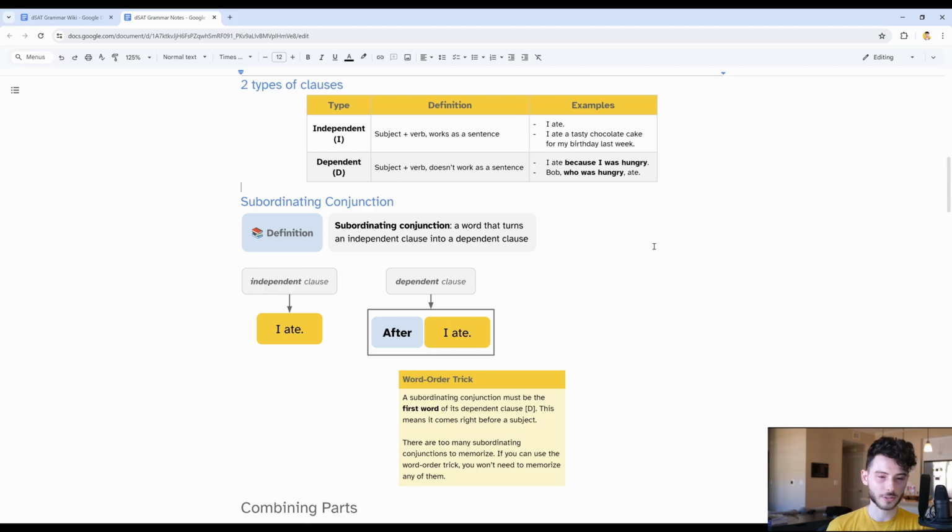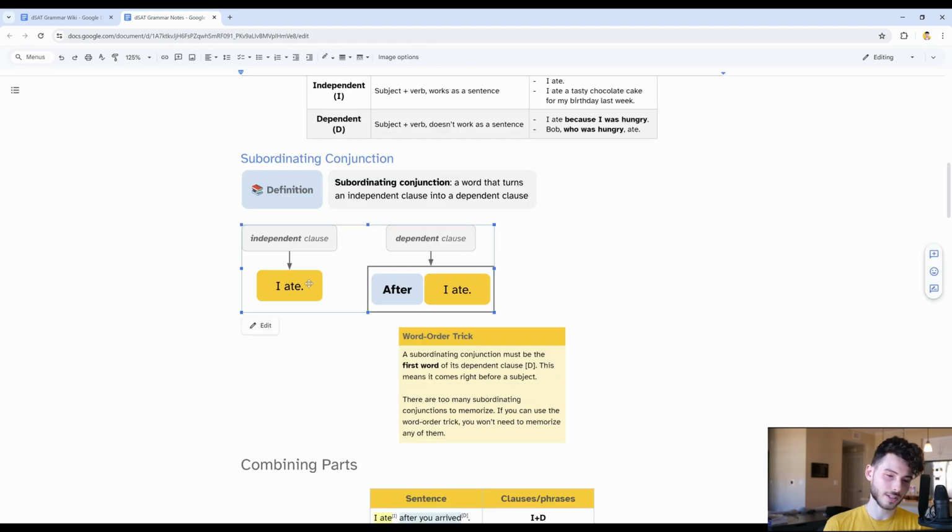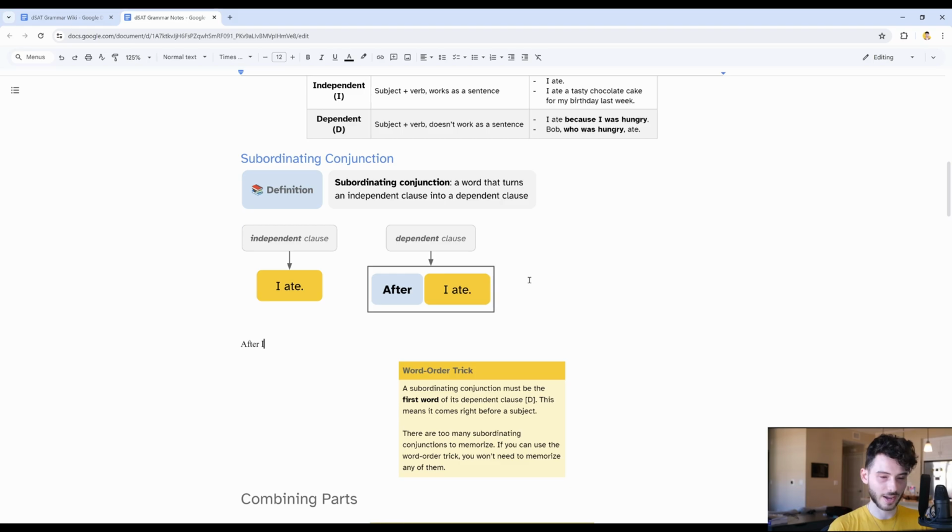Let's talk about how to make dependent clauses. All you need to know for the DSAT is subordinating conjunction. You start with an independent clause, then you put some word before the independent clause that makes the entire thing no longer work as a sentence. So in this example, I ate. That's an independent clause. It works on its own as a sentence. But if I put the word "after" before I ate, this whole thing no longer works as a sentence on its own. We would need a second part, like "after I ate, I slept." This would be the independent clause. This would be the dependent clause.